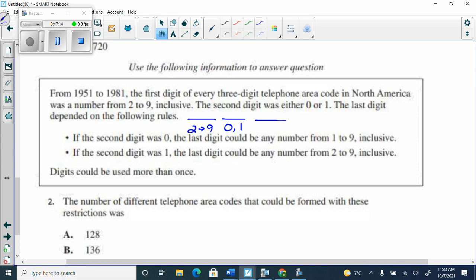So we're going to do this one. It's 2 to 9 here, no matter what. If this is a 0, then this could be 1 to 9. Or we could have 2 to 9. If this was a 1, this could be 2 to 9. Digits could be used more than once. You're going to have to multiply and add. We'll go over it tomorrow.